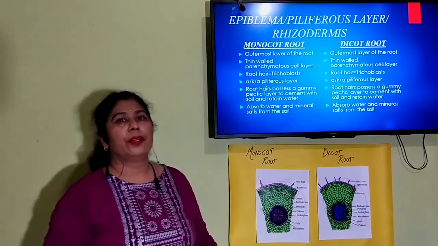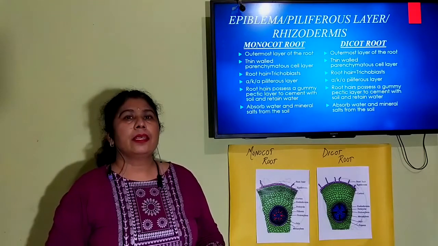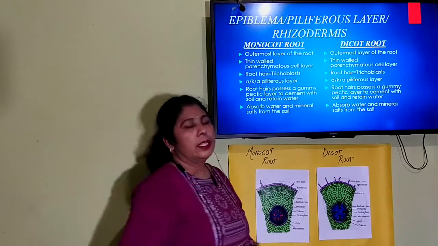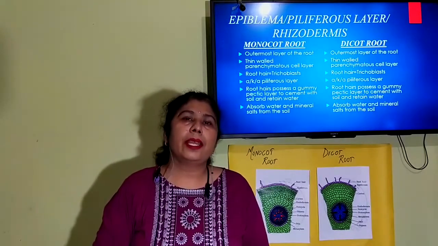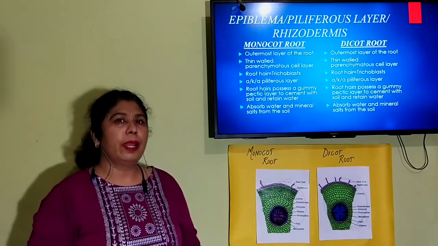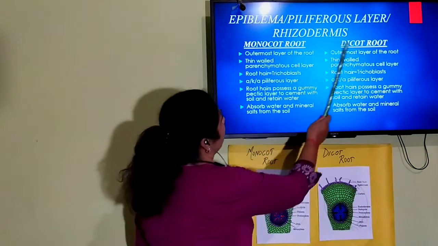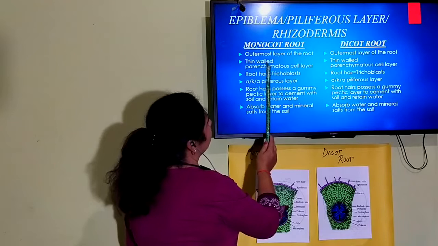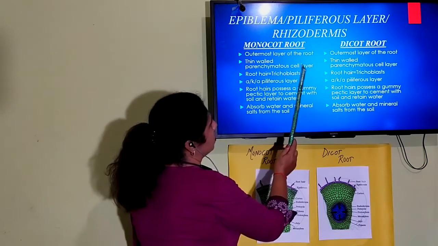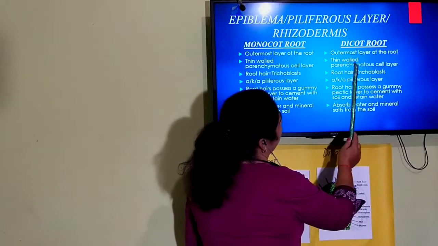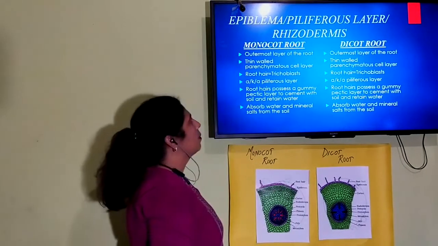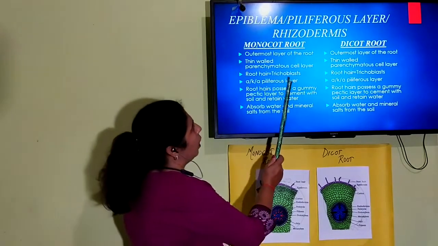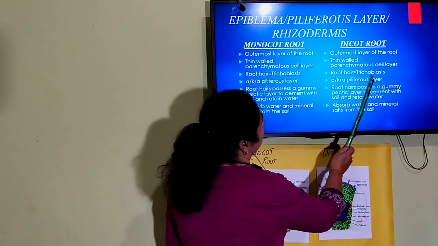In the case of root, epiblema is also called piliferous layer or rhizodermis. Generally it is called epidermis, but in case of roots it is called epiblema. In monocot root and dicot root, in both the tables, the outermost layer is made up of thin-walled parenchymatous cells. It bears the root hairs that are called trichoblast.